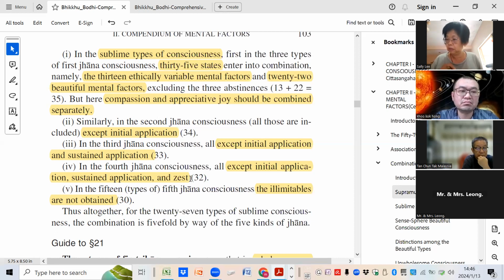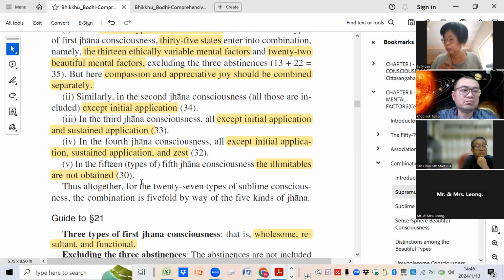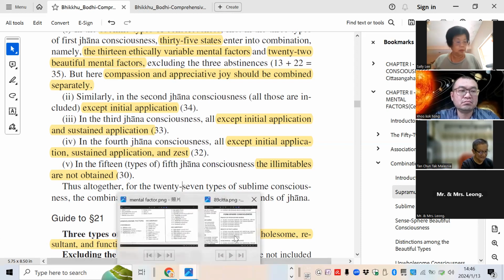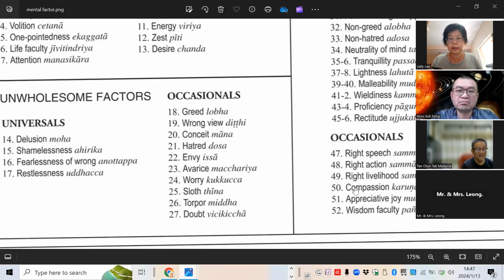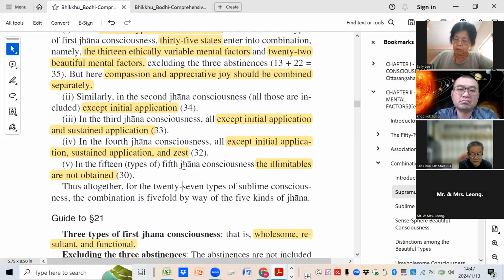Okay, and then in order to attain the fifth jhana, how come it becomes 30? Because the illimitables are not obtained in the fifth jhana. What are the illimitables? Let's take a look. They are compassion and appreciative joy, which can only bring you to the first, second, third, and fourth jhana. Fifth jhana, they cannot bring you there. So we exclude these two. This is the reason why we get the figure here: 32 minus 2 becomes 30.